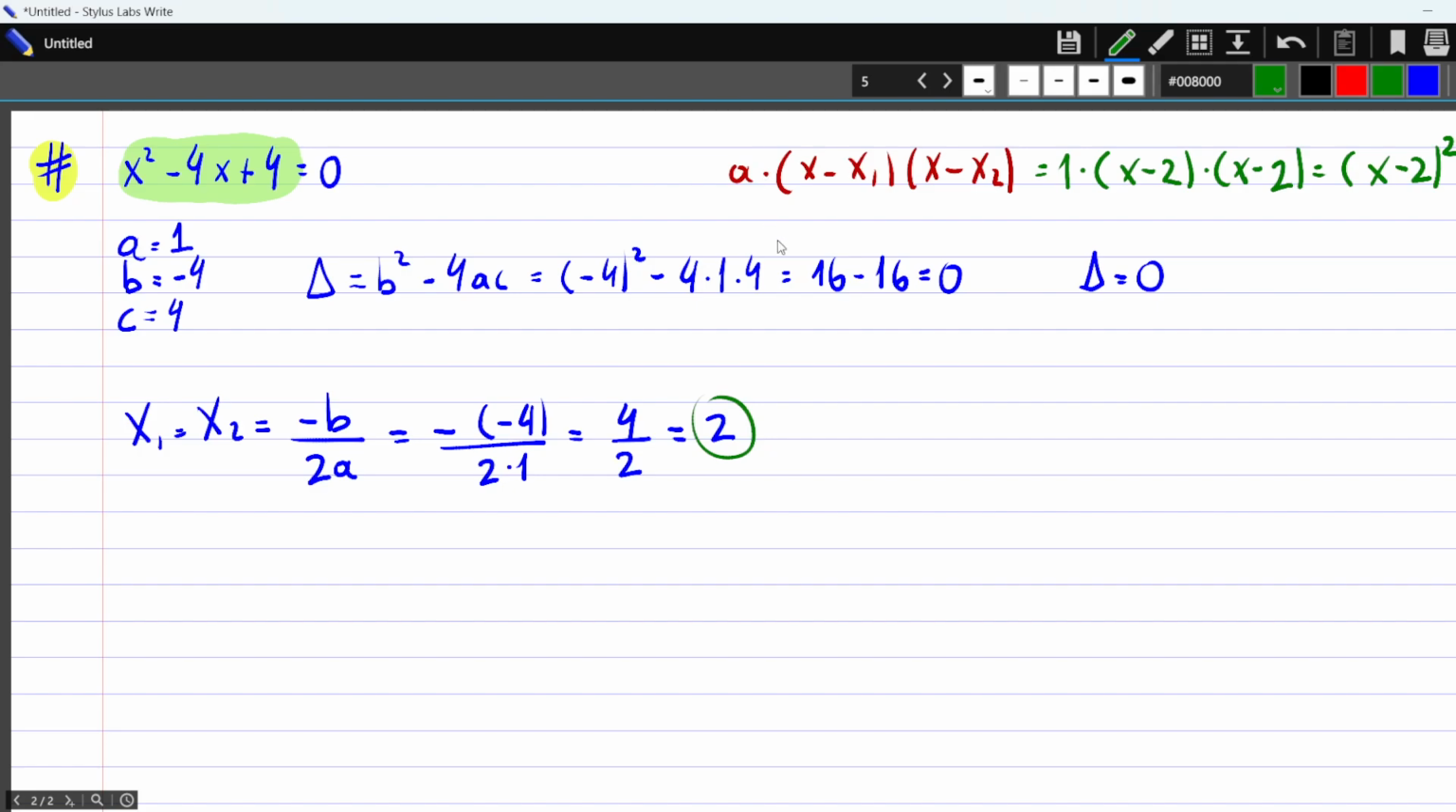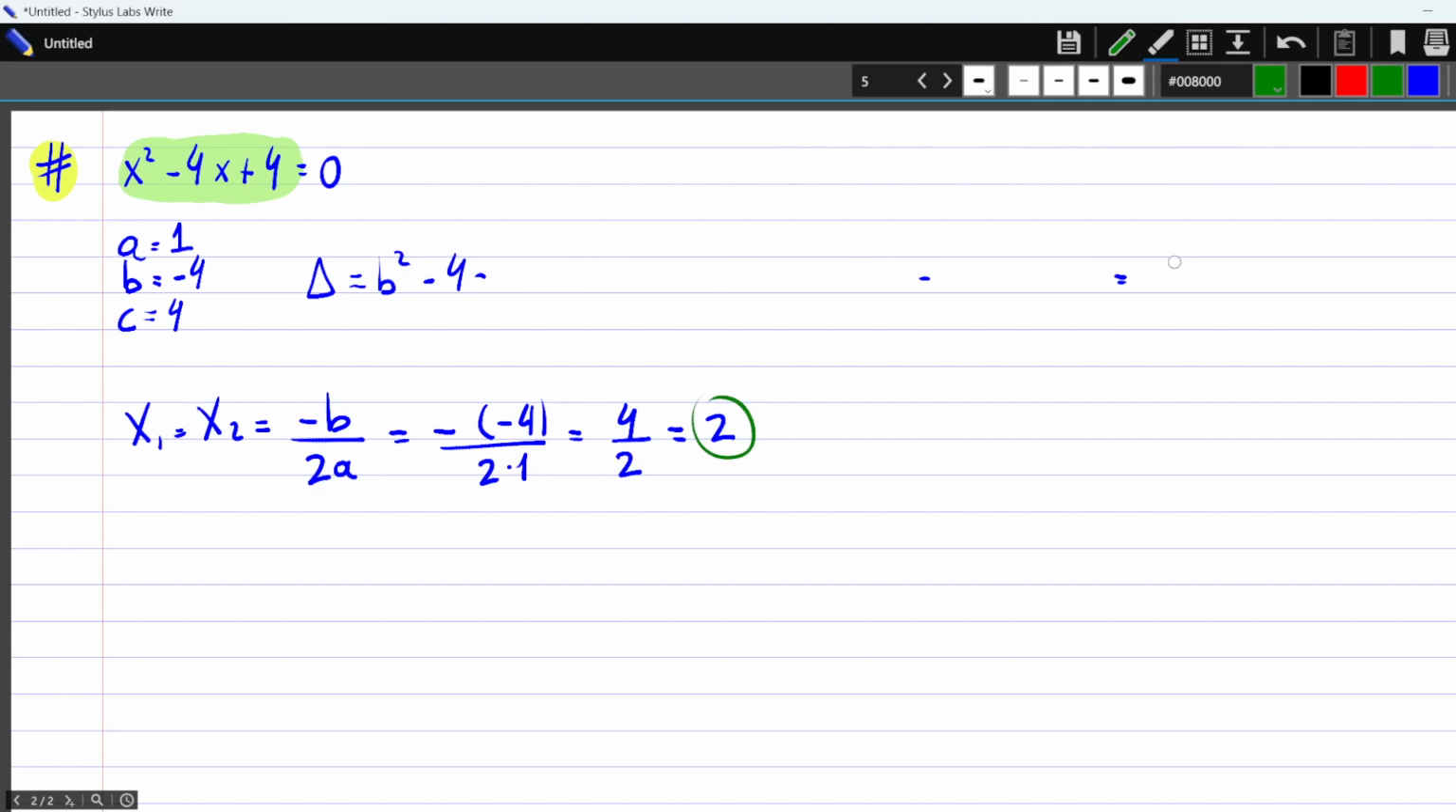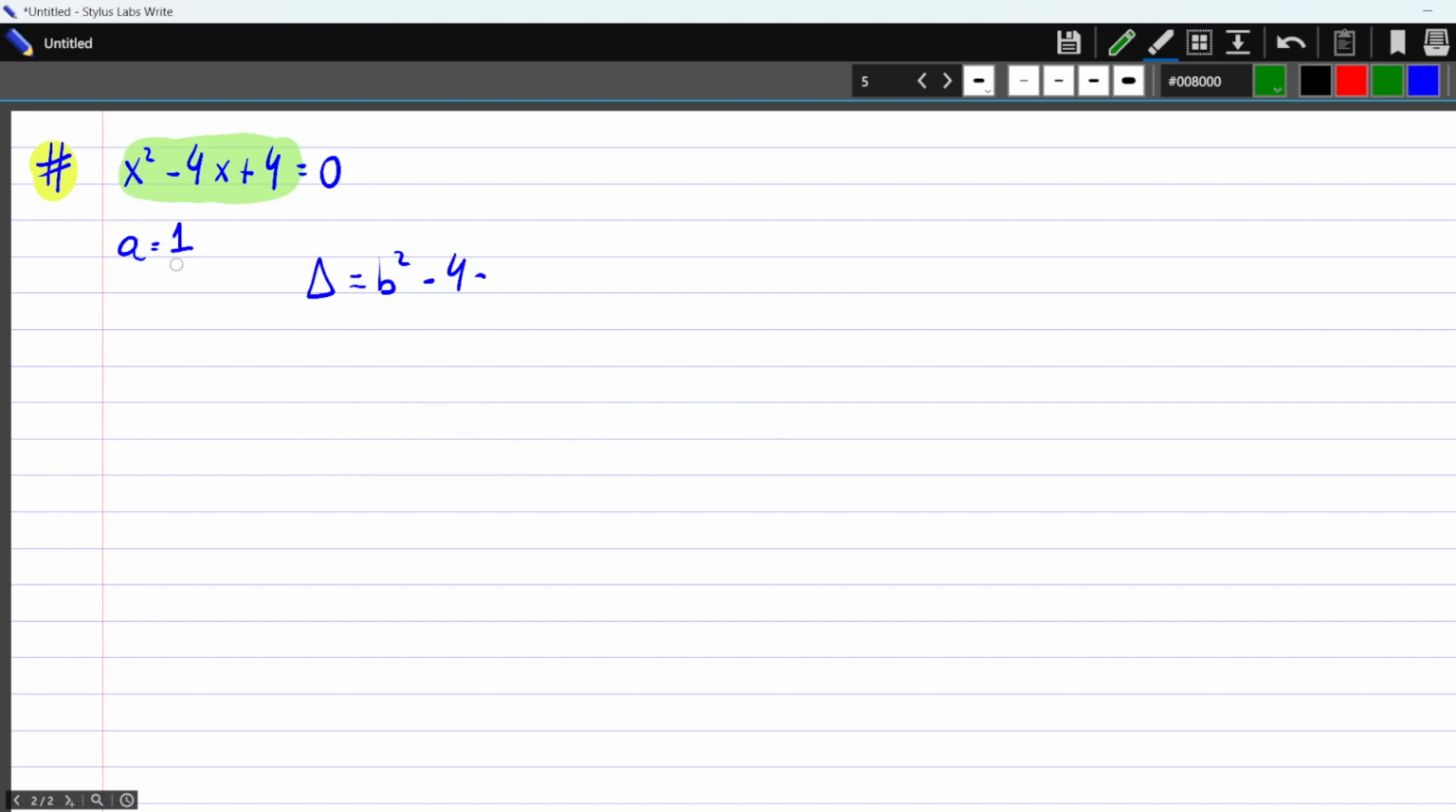So, are you ready for the next one? Let me erase everything first. So let's get started with the last one. For the last one, we have x squared plus x plus 5 equals 0.